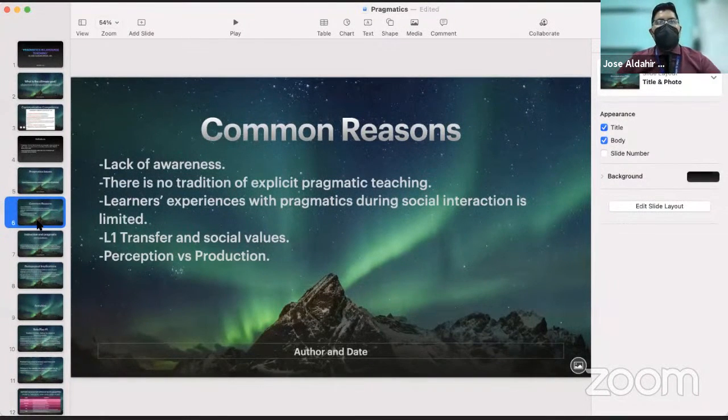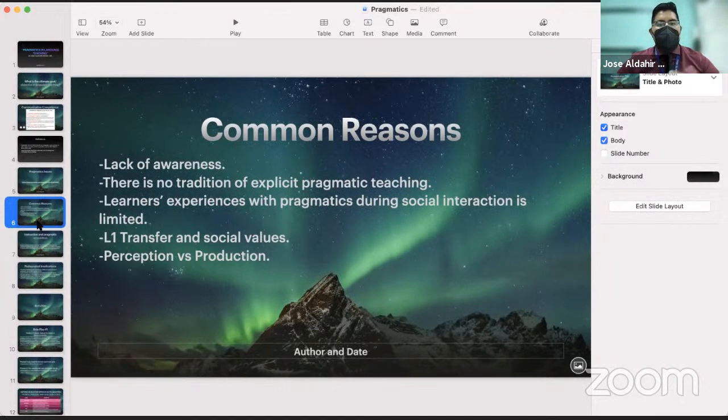They probably understand the language, they know how to write sentences, but they do not create awareness whenever they have to speak to a native speaker. So they do not know what they are doing or what the meaning behind those words is, right? So there is no tradition of explicit grammatical teaching. This could be another reason.